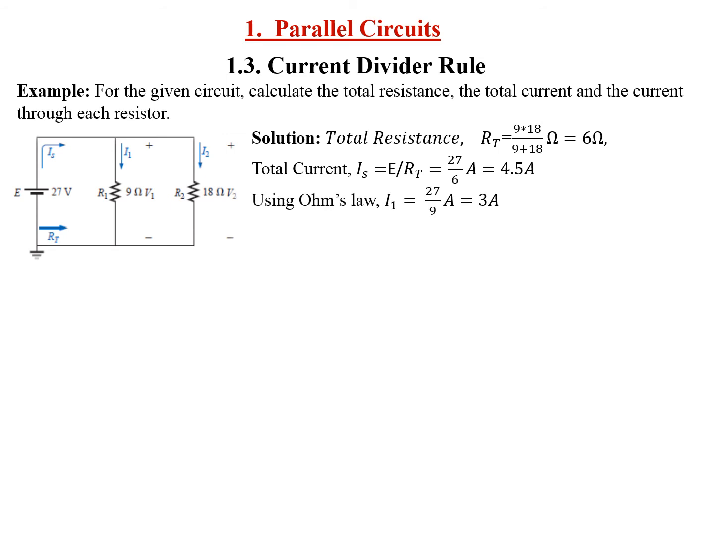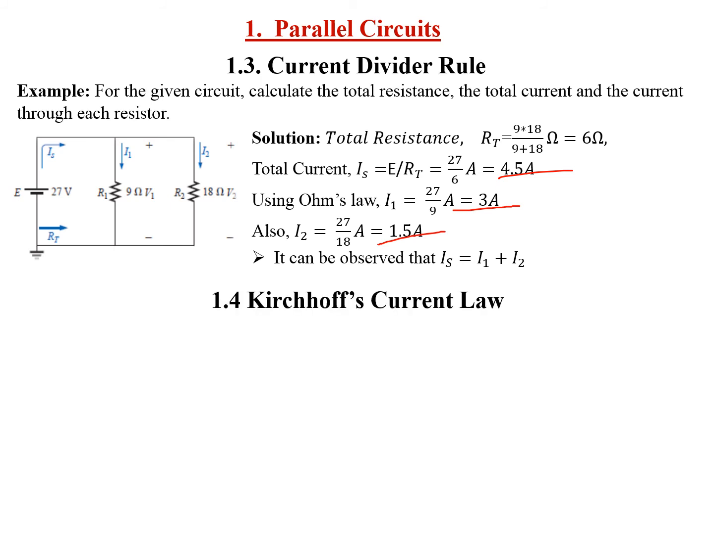Then using Ohm's law, I1 is 27 over 9, and I2 is 27 over 18, which is 3 and 1.5. You can also see that IS is I1 plus I2. So our IS is 4.5, our I1 is 3, and our I2 is 1.5. So you can see that it sums up to the same thing. All right. So we take a break and we proceed after that.